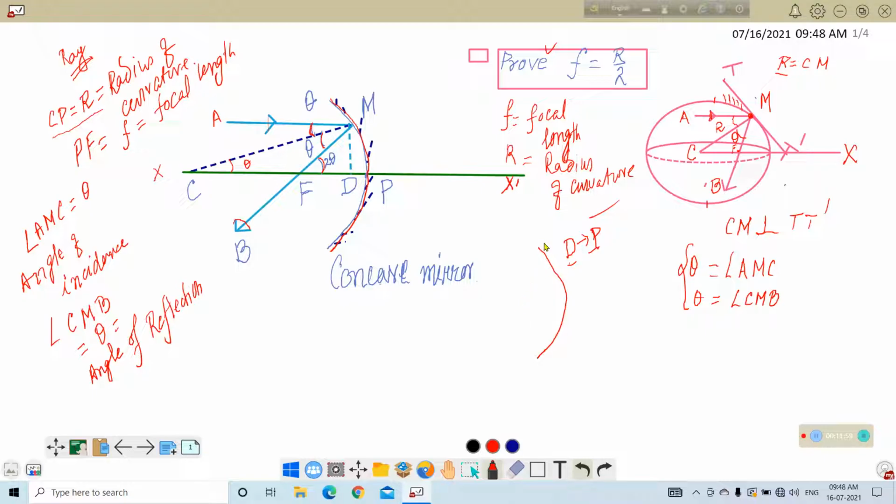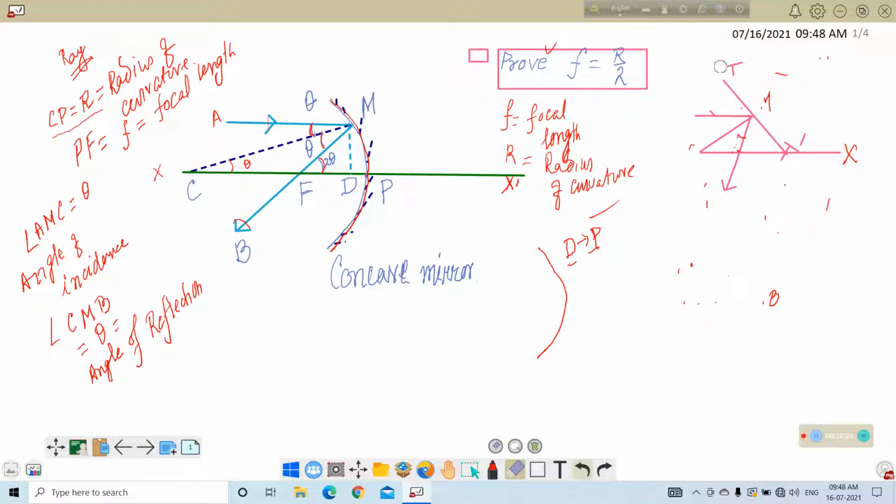Now we have to prove actually F is equal to R by 2. So this part particularly should be abolished. We need this space to prove our actual principle.